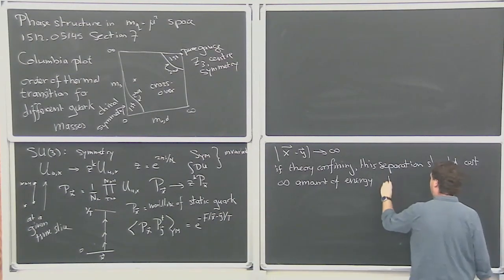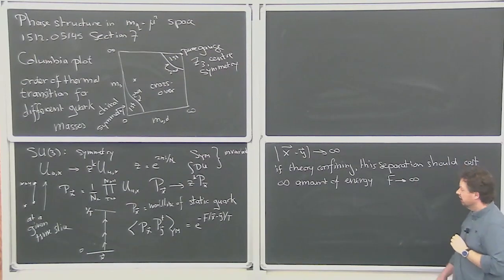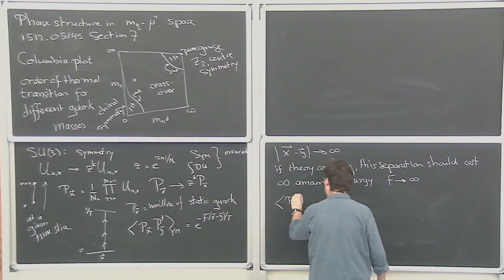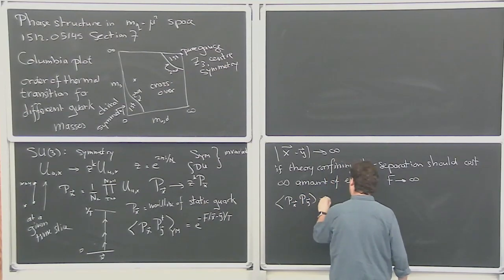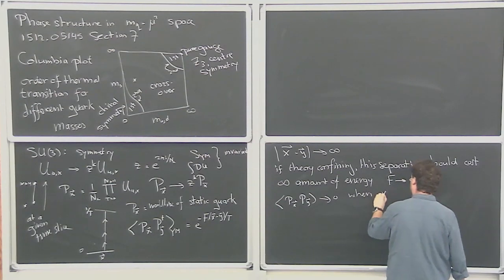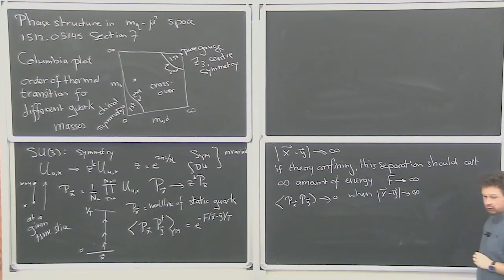So this F will go to infinity, and so this correlator in a confining theory will go to 0 when the distance between the quark and the anti-quark goes to infinity.